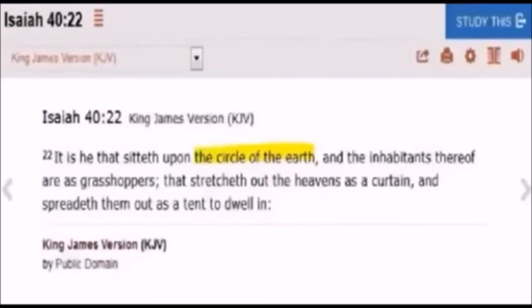It is he that sitteth upon the circle of the earth, and the inhabitants thereof are as grasshoppers, that stretcheth out the heavens as a curtain, and spreadeth them out as a tent to dwell in.